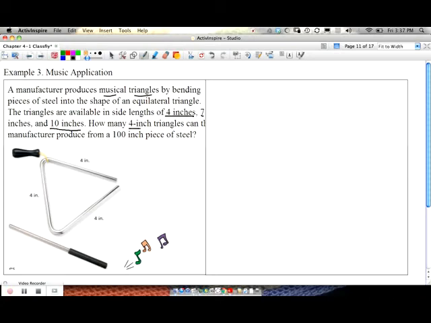Alright, let's figure out one triangle that's 4 inches. That means it's not just 4 inches, that means it's 4 by 4 by 4 because we have a triangle and on each side it's 4. So how much is the total usage for one triangle? That's going to be 12. It's the total perimeter. That's one triangle. So we have 100. There's a lot of ways you can do this.